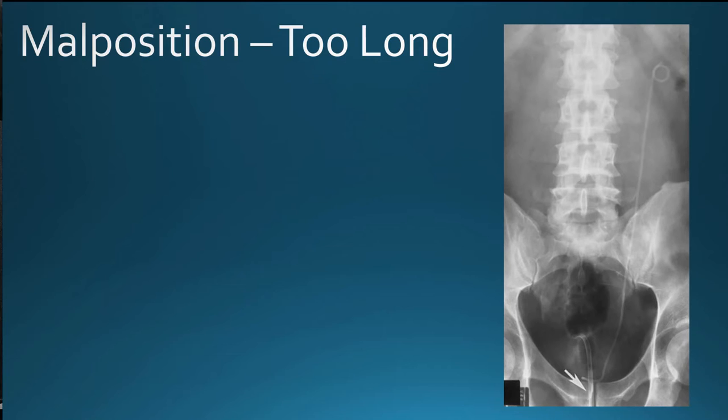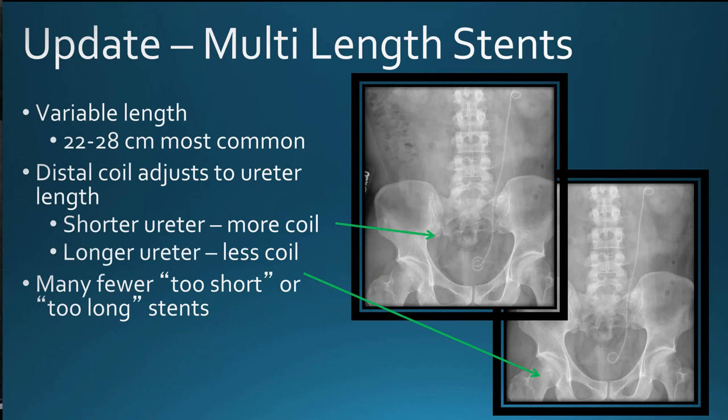Here is a stent that is too long. The distal aspect has actually migrated into the urethra. The arrow, although it's hard to see because of the Foley catheter, shows the distal aspect of the stent actually within the urethra. And even if there isn't urethral migration, the stent would be unduly irritative of the bladder.